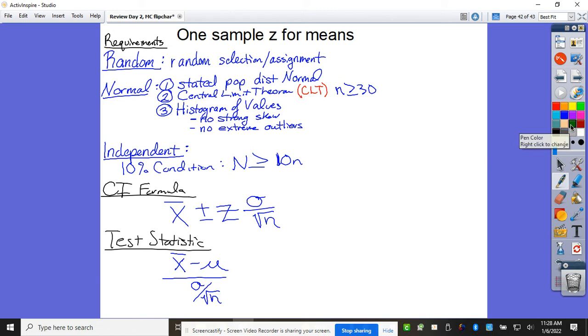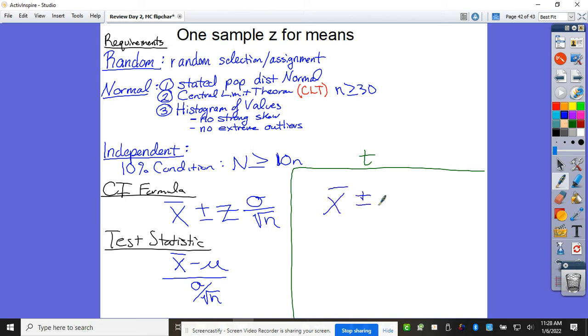Just so that I can keep it all on the same page, I'm going to do this one for T right here. What's going to change in my confidence interval equation for T? So X bar plus or minus, now it's going to be an S over square root n. So same thing here, it's now going to be X bar minus mu over.